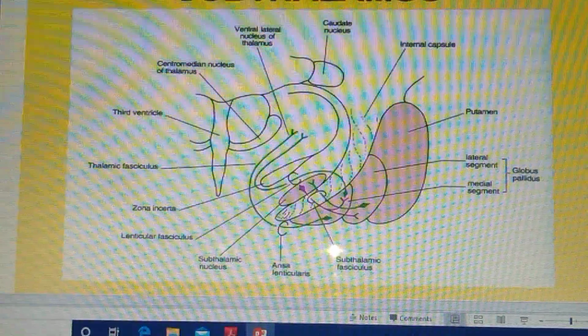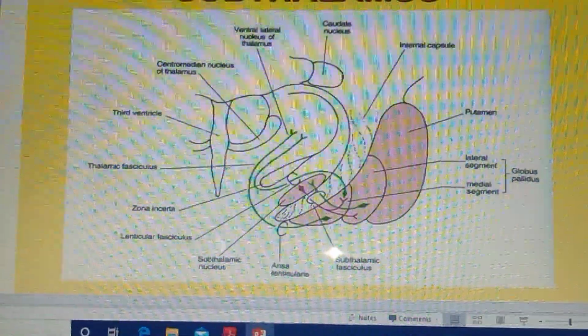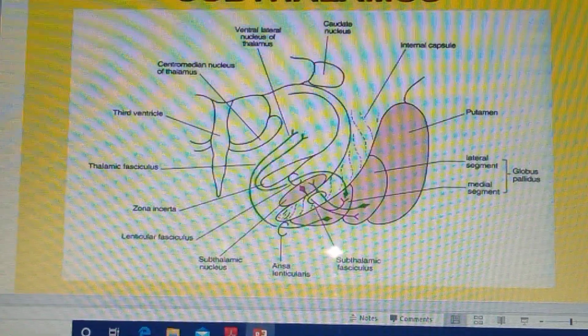Okay, that is all about the subthalamus. We complete the diencephalon here, and next time we will start with the basal nucleus.